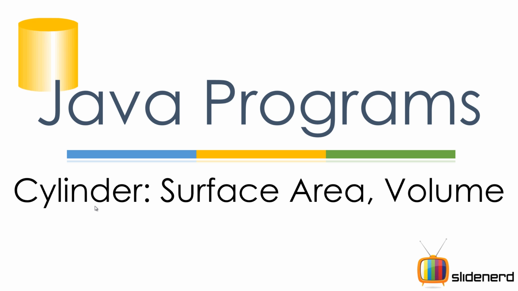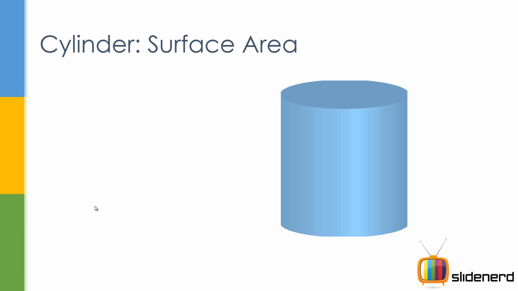In this video I'm going to be talking about a cylinder, its surface area and volume. This is pretty similar to the previous program, the circle, but I'm going to go through it once more just to ensure that you guys don't have a problem with the input and the processing. So let's go ahead and do this. The same steps apply.